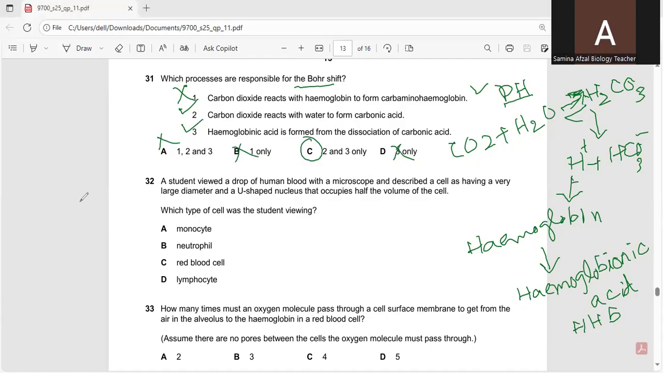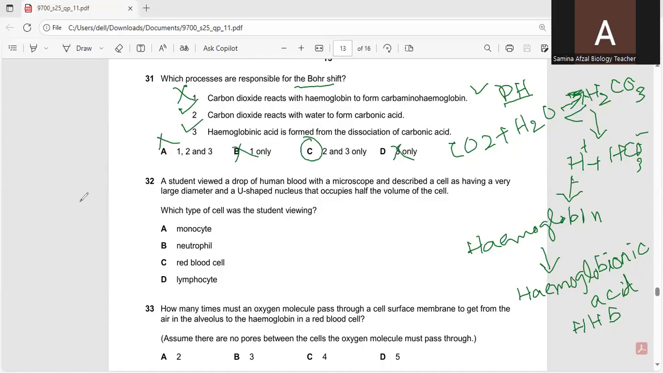Now I would like to move towards the next question. A student viewed a drop of human blood with a microscope and described a cell as having a very large diameter and a U-shaped nucleus that occupies half the volume of the cell. Which type of cell did the student view?